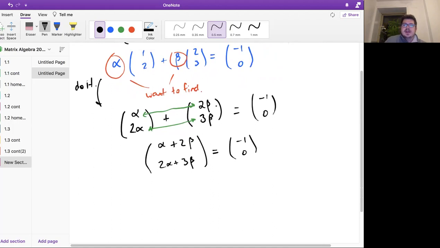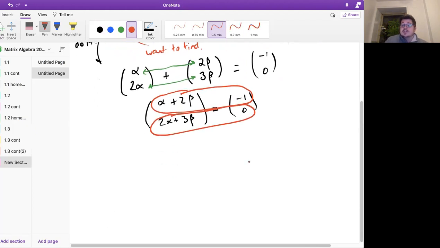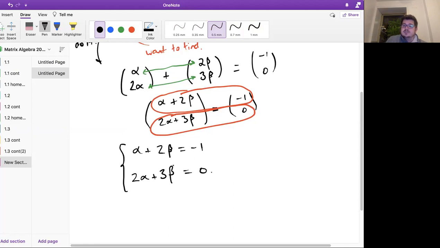All right, so now we know that these are two vectors of the same dimension, and we say they're equal. They're equal only if the x coordinates are equal and the y coordinates are equal. So what does that do? That forms a linear system, right? You have two things going on. You have alpha plus 2 beta is equal to -1, and you have 2 alpha plus 3 beta is equal to 0. These two things must be true.